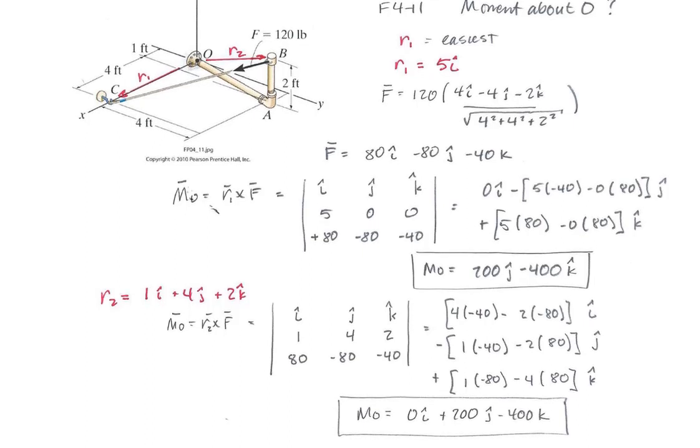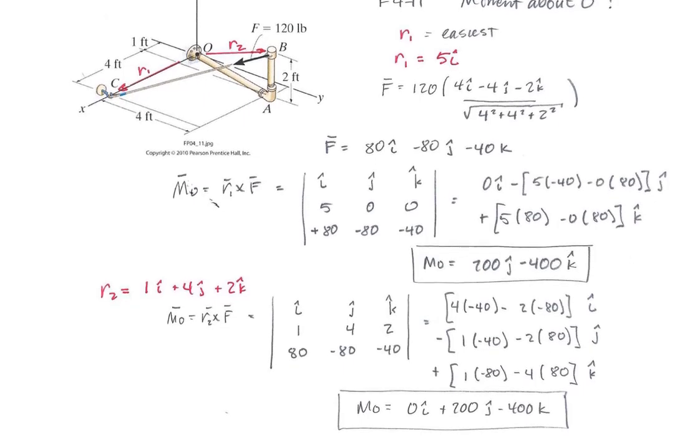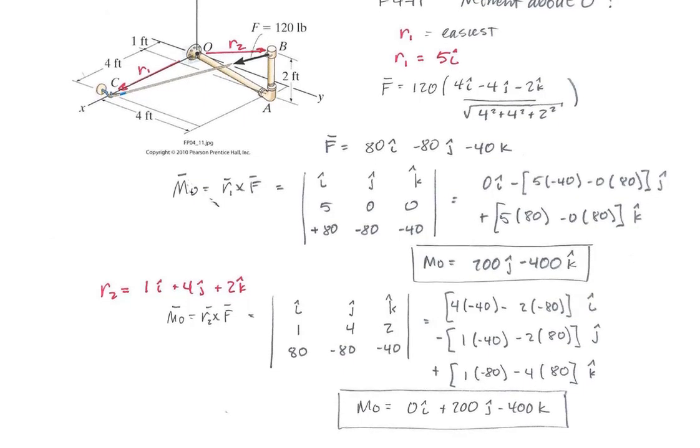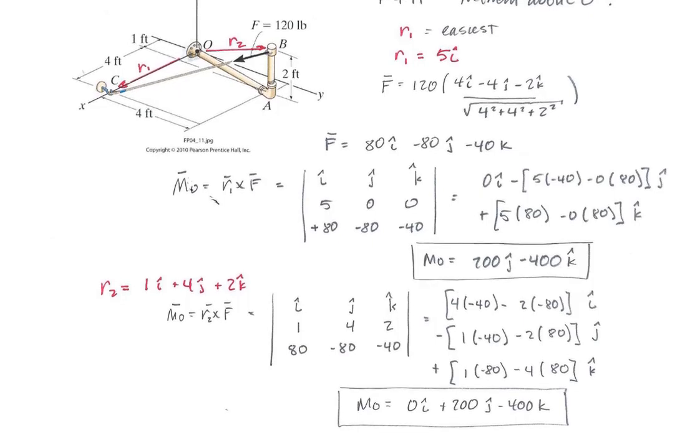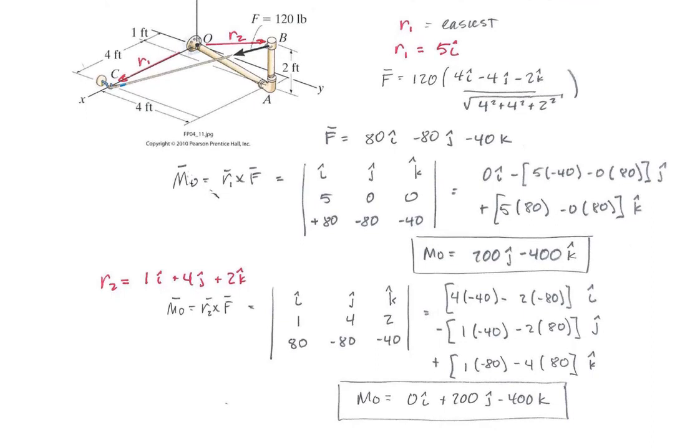The other way would be R2, and so here is the R2 vector, 1I plus 4J plus 2K. Doing the cross product on there, you get the same moment about O, and obviously that is the same answer, and those are just two ways of looking at that.